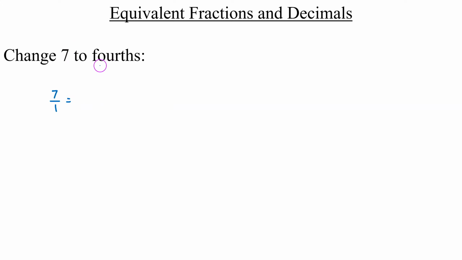So if we're changing to 4ths, what that is saying is we want our denominator, the bottom of our fraction, to be a 4. So we need to ask ourselves, what are we multiplying 1 by to get 4? Well, 4. And then whatever we do to the bottom, we need to do to the top. So 7 times 4 is 28. So 28 over 4, or 28/4, represents the number 7.